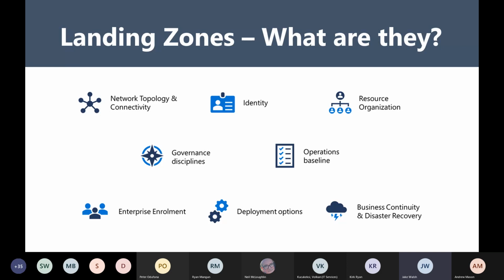And obviously everybody's favorite topic, business continuity and disaster recovery. For this area, it's questions around how we're going to architect for that and how we're going to plan for that long term.